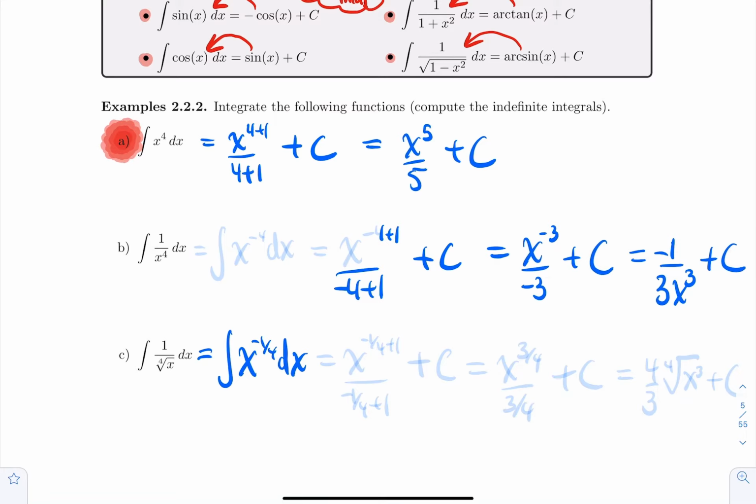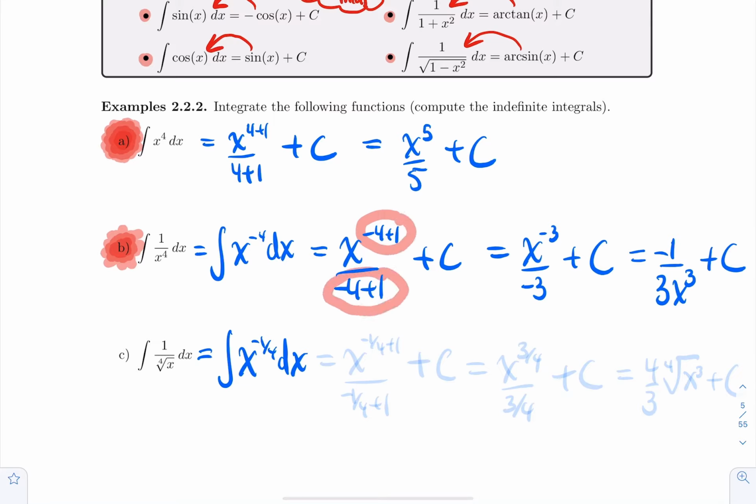All right, what about the next example? Again, this is just like differentiation. Just make sure you know how to label your power correctly. 1 over x^4 is actually a power function where the power is minus 4. And now I can apply my rule. So I get x to the power minus 4 plus 1 over minus 4 plus 1 plus c, which simplifies to x to the power minus 3 over minus 3 plus c. And if you're really in the mood, you can even simplify this a little bit further as minus 1 over 3x^3 plus c.